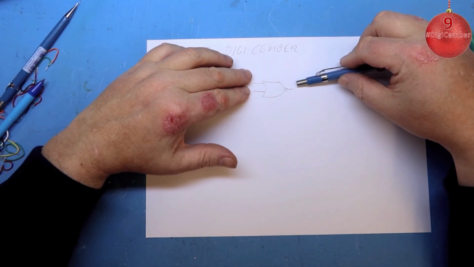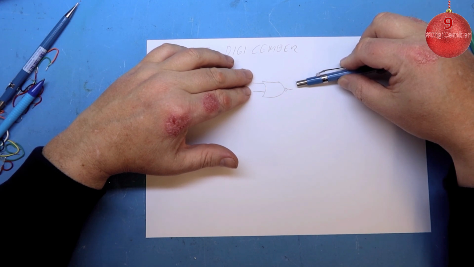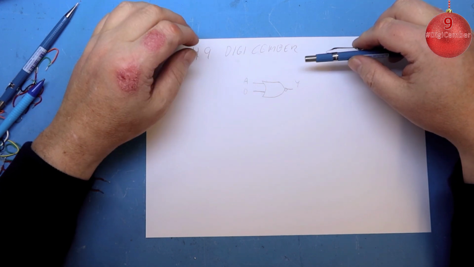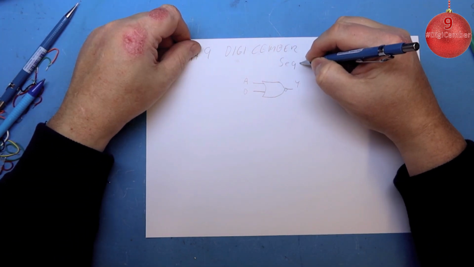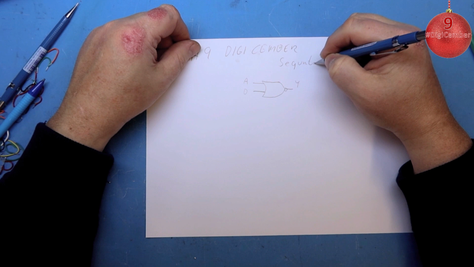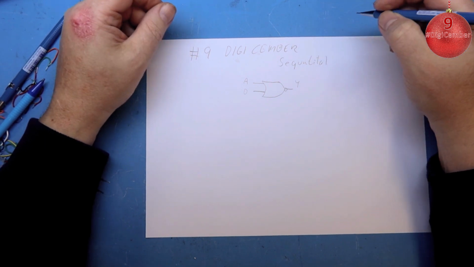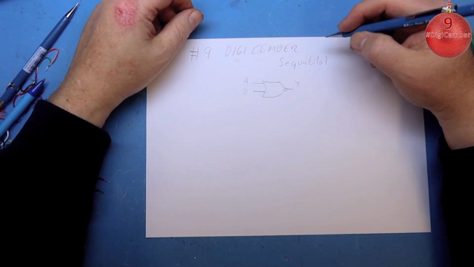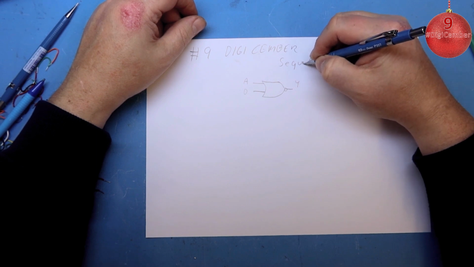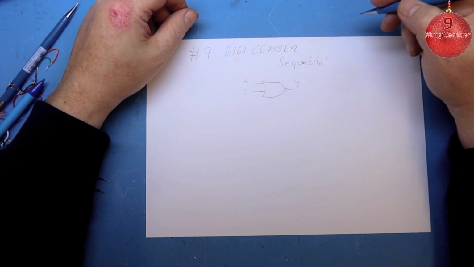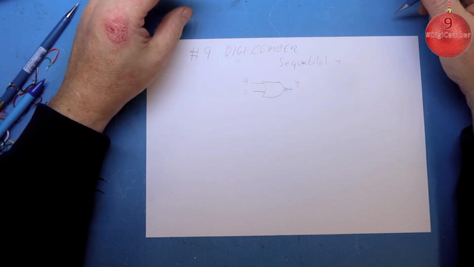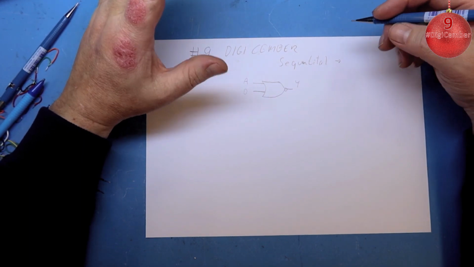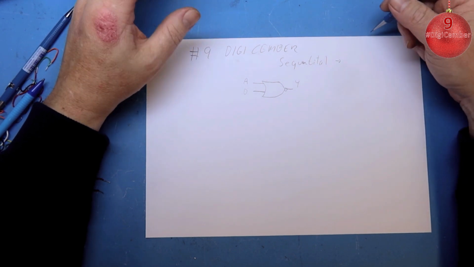But what we're going to look at now is what's called sequential logic. I think that goes right. Now, is something missing? It's missing an E inside here. Sequential logic.